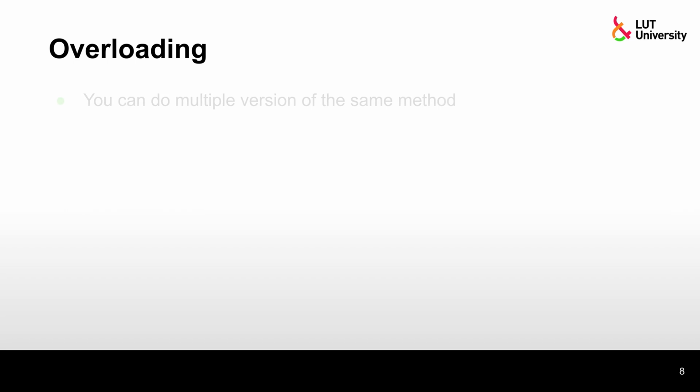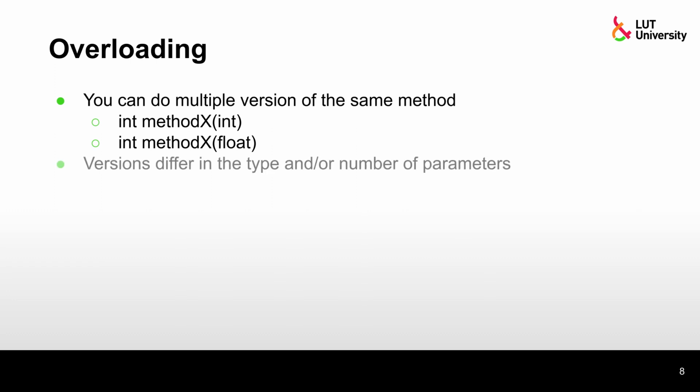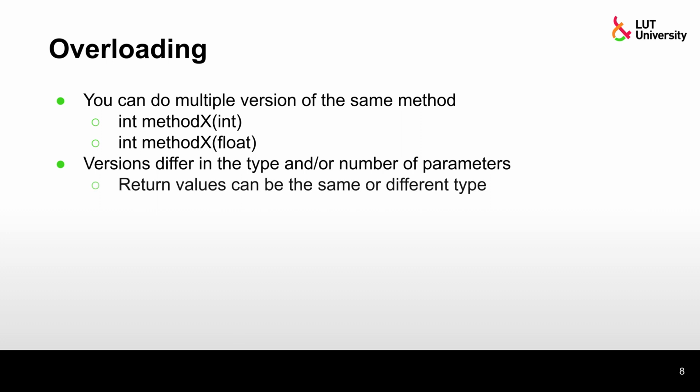Function overloading. So you can do multiple versions of the same method. For example, you can have an int method x, which is taking an integer parameter, and you can have the same name for the method x, which is taking a float variable as a parameter. So these versions differ in the type and/or number of parameters. So we would have a third method x, which is taking a string and a float as parameters.